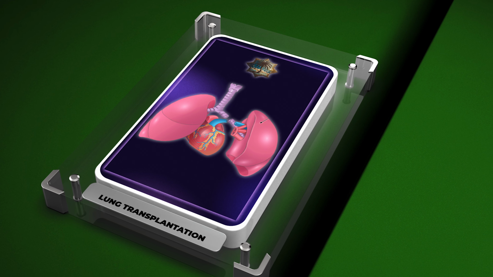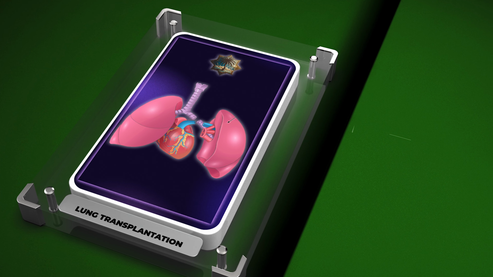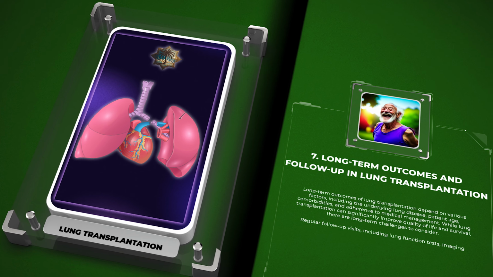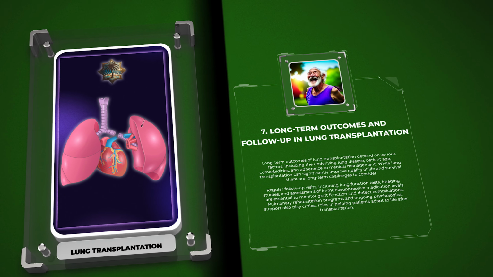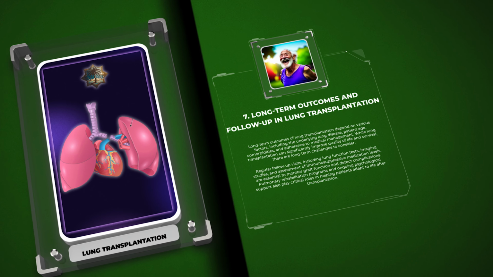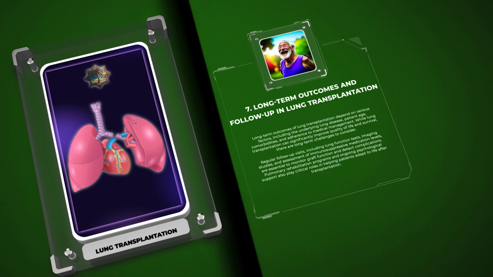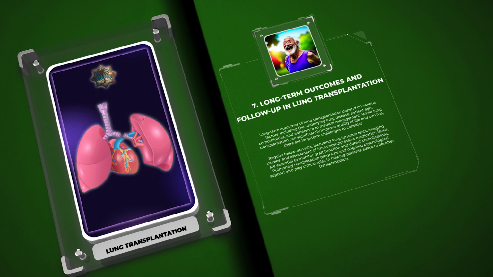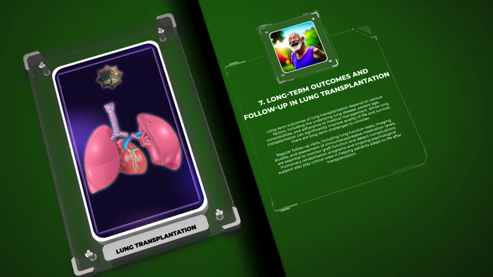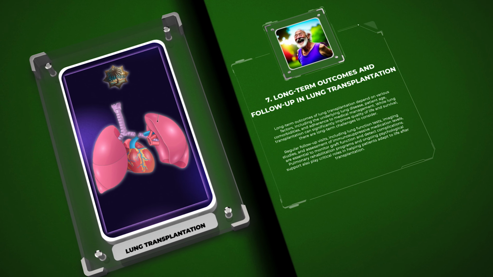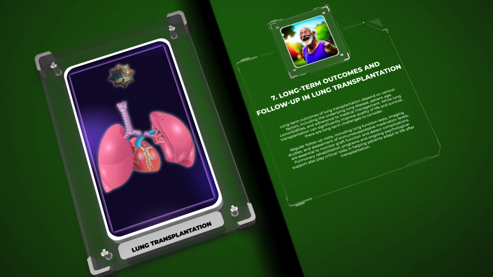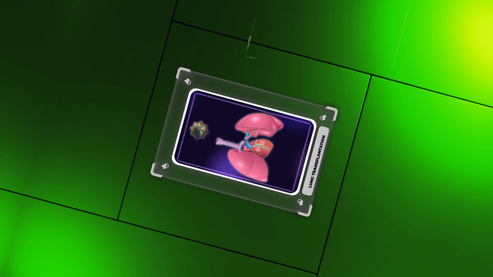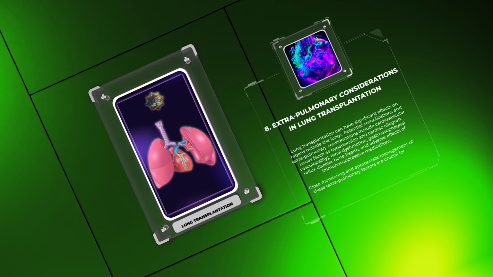Long-term outcomes of lung transplantation depend on various factors, including the underlying lung disease, patient age, comorbidities, and adherence to medical management. While lung transplantation can significantly improve quality of life and survival, there are long-term challenges to consider. Regular follow-up visits, including lung function tests, imaging studies, and assessment of immunosuppressive medication levels, are essential to monitor graft function and detect complications. Pulmonary rehabilitation programs and ongoing psychological support also play critical roles in helping patients adapt to life after transplantation.